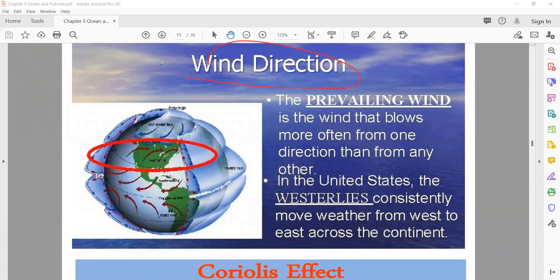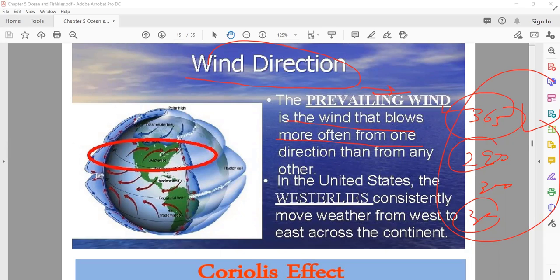After that, you have the wind direction. Now, when you're talking about the wind direction, the prevailing wind is the wind that blows more often. For example, in a year you have 365 days, maybe 290 or 300 or 330 days, mostly you will find this type of wind. Maybe sometimes opposite, but mostly you will find the same wind that is known as prevailing wind.